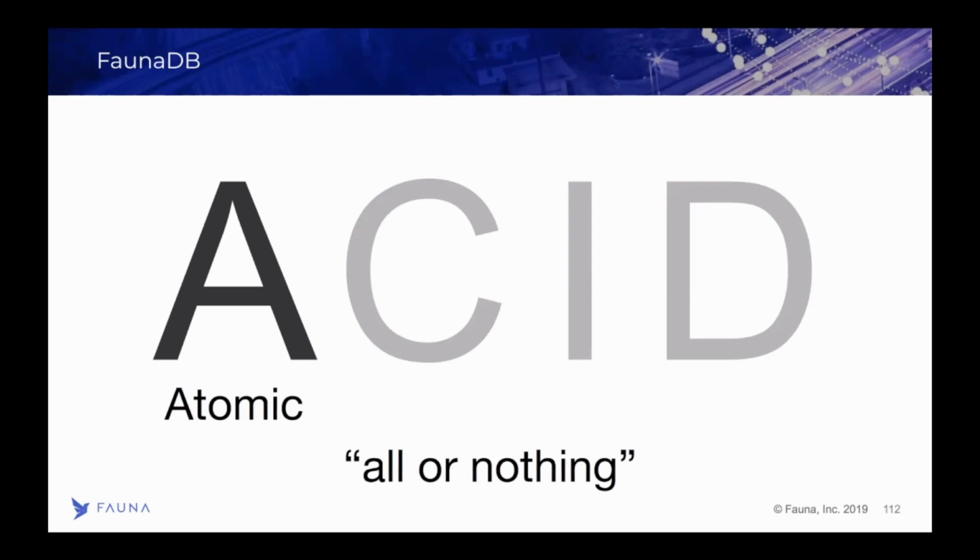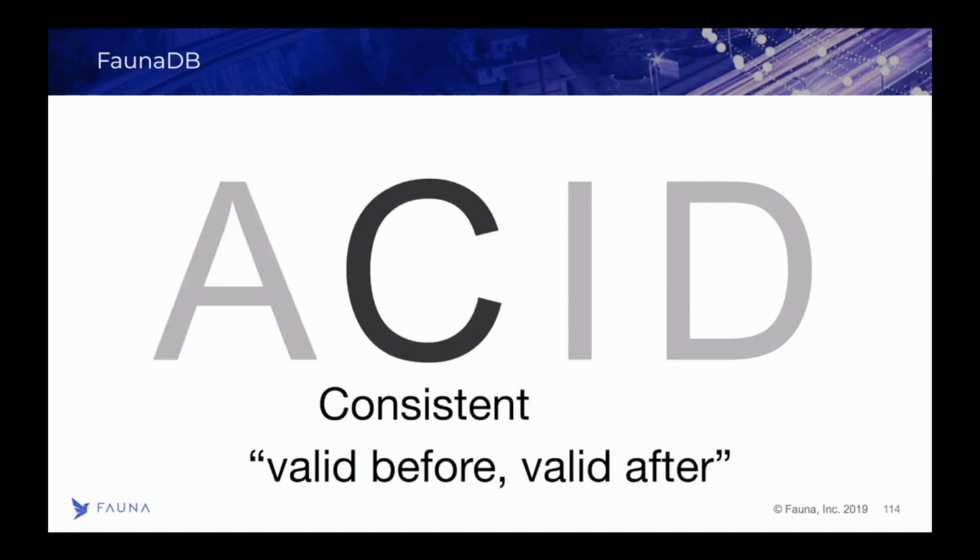If you want to put 2 documents in, you're going to either get both of them in or none of them in. And C is for consistent. The whole state of the database is going to be valid before you start this transaction and after. None of the things like unique indexes are just going to suddenly break because you ran a transaction.